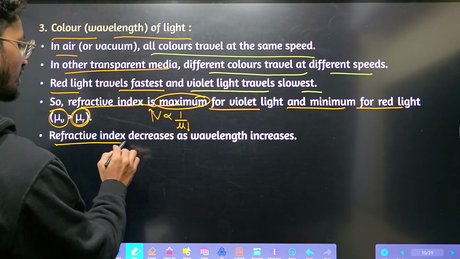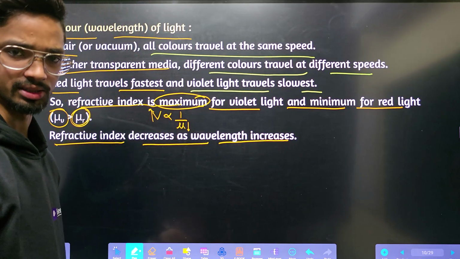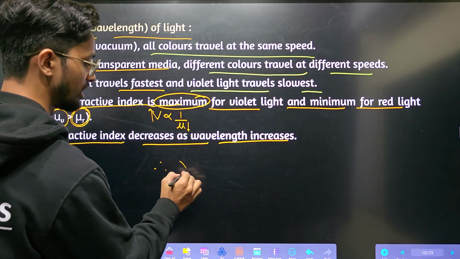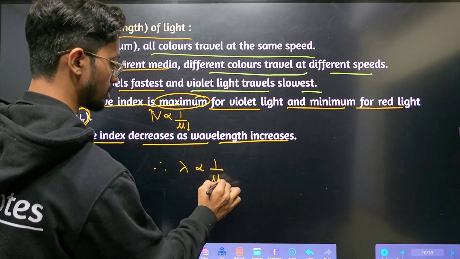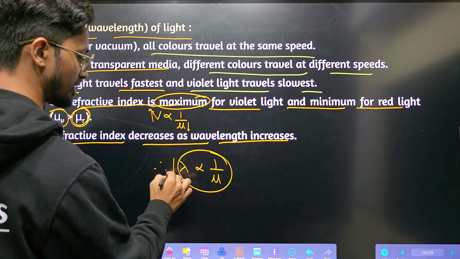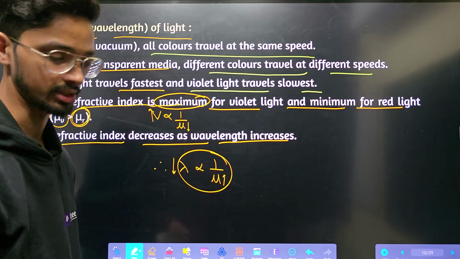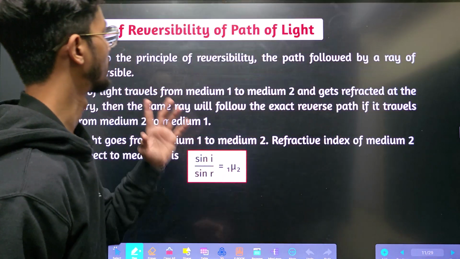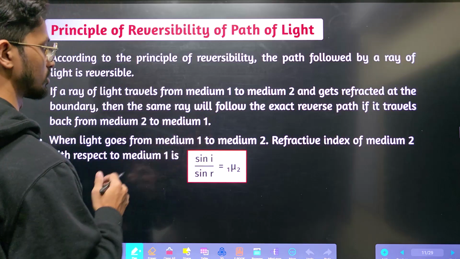Okay. Refractive index decreases as wavelength increases. So we can say that lambda is also inversely proportional to mu. As wavelength decreases, refractive index increases. Why does it happen like that? Let us see here.